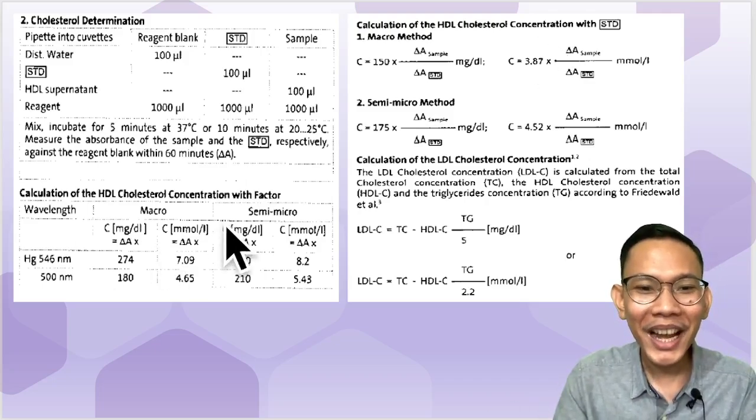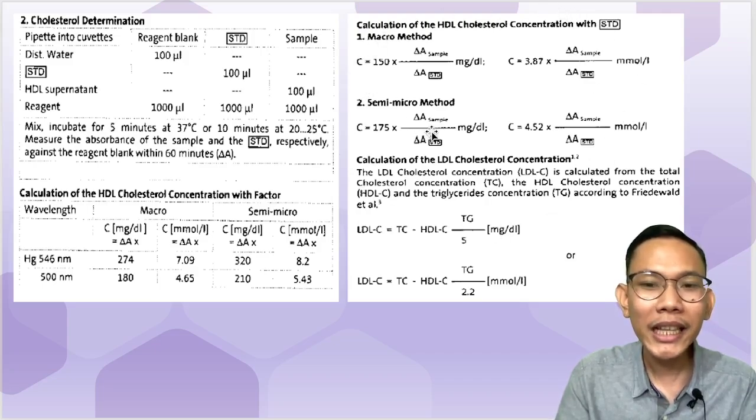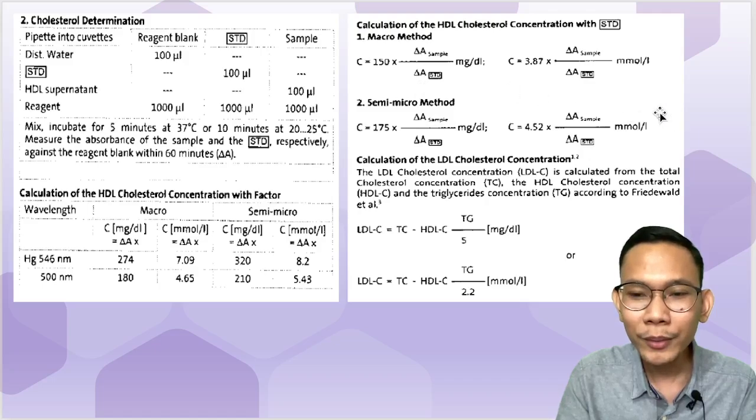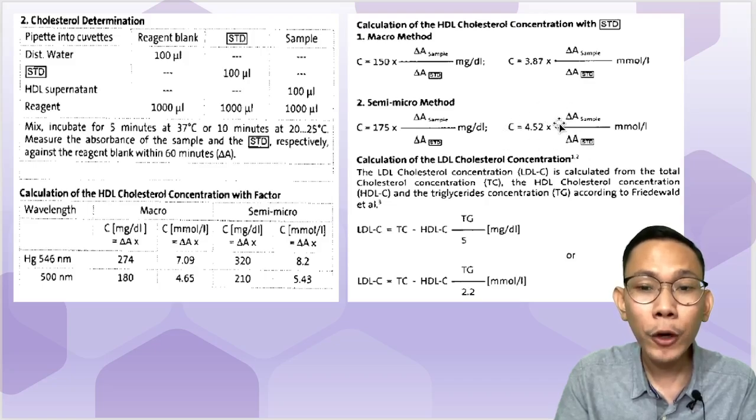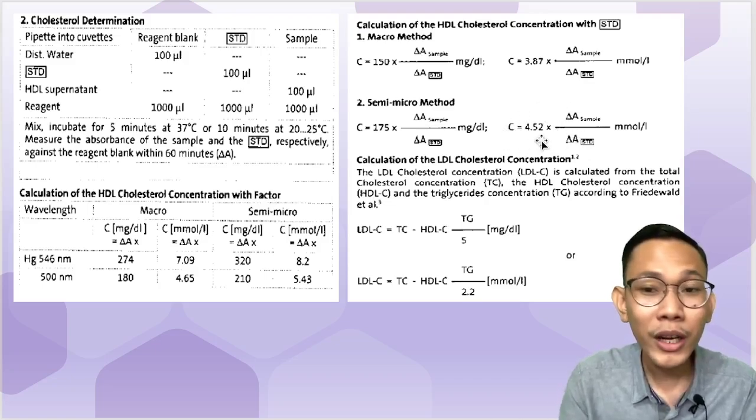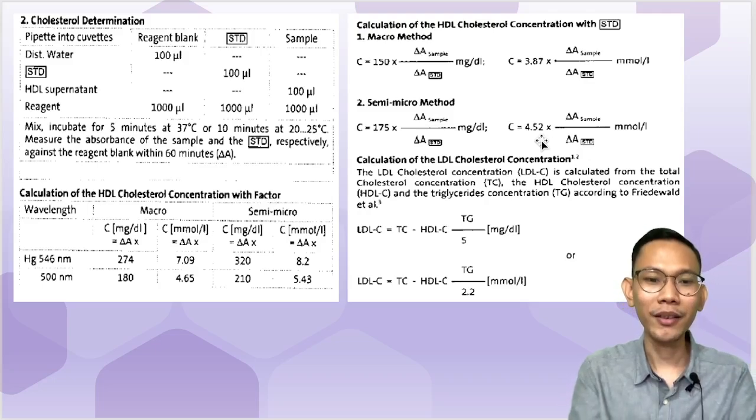Again, I hope that's clear ha. With factor lang ito pag walang standard. Pero pag may standard na, ito na yung mga formula na gagamitin natin. Again, identify. Sige, ang ginamit natin semi-micro method. Doc, gusto ko SI unit. Sige, SI unit. Ito. Anong factor? 4.52. Absorbance of the sample divided by absorbance of the standard. You multiply that by 4.52. That's how you get your HDL cholesterol. Very good.